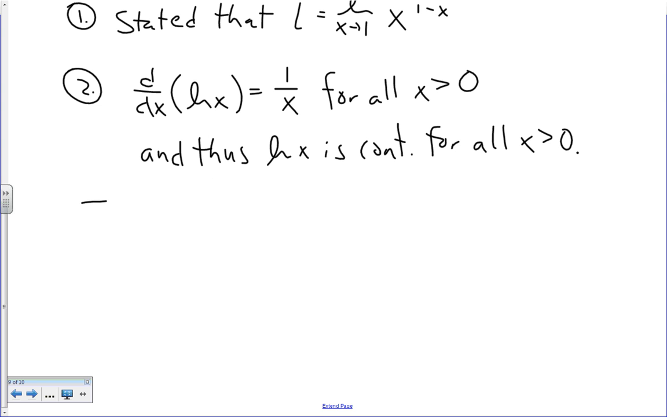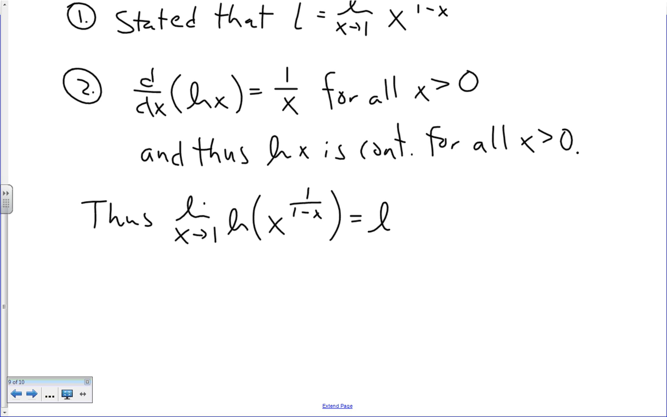Our conclusion for this is this. Thus, the limit as x goes to 1 of the natural log of x raised to the 1 over 1 minus x is equal to the natural log of the limit as x goes to 1 of x raised to the 1 over 1 minus x. What we have in our problem is in this second form right here, and we want to rewrite it in the first form. We want to interchange the limit and the natural log.